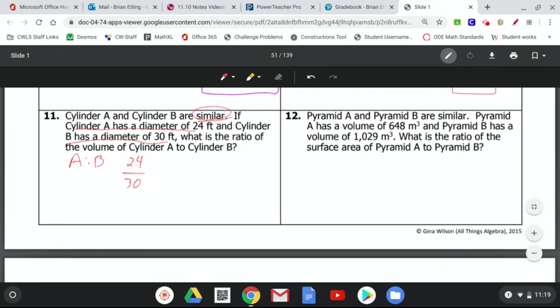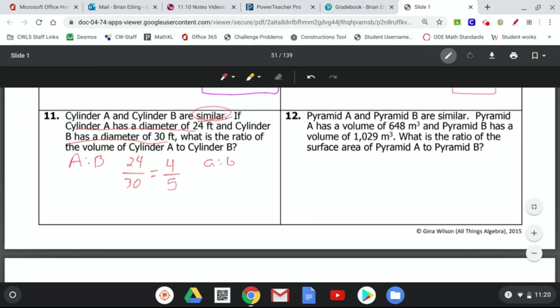So 24 over 30. This is where the scale factor always has to be in simplest form. Everything has to be in simplest form before we can use it. It should be a pretty simple one to see that it's not in simplest form. You have to reduce it, and divide both of those by 6. And that's going to give you 4 over 5. Once we have that, 4 over 5 is our scale factor. That's our A to B.